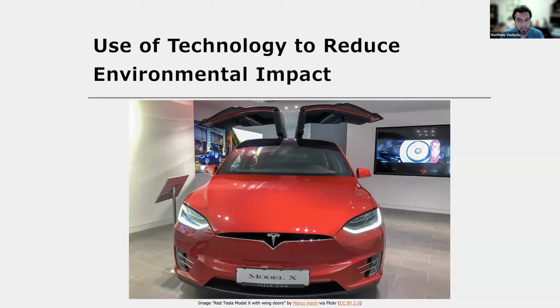When we talk about sustainability, we really need to think holistically in terms of the life cycle of products, the life cycle of engineering interventions, and reducing the overall life cycle impact, not just the impact during the use stage.